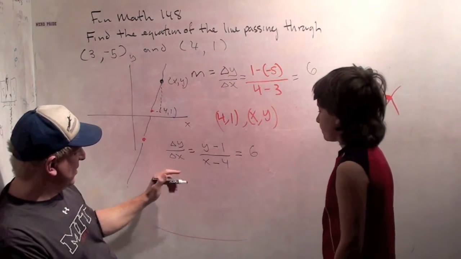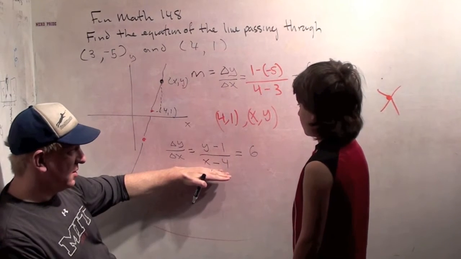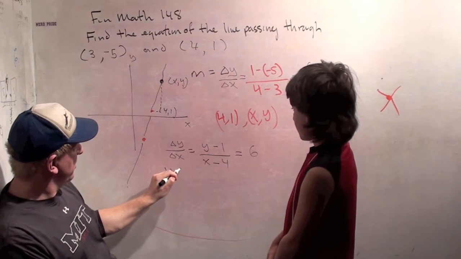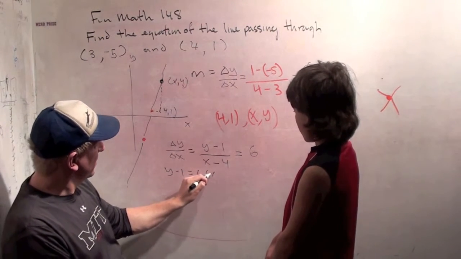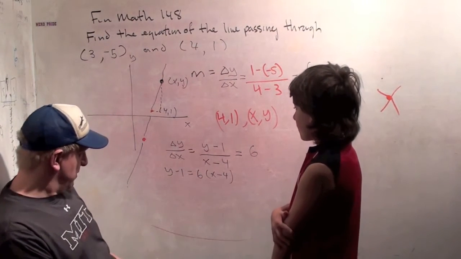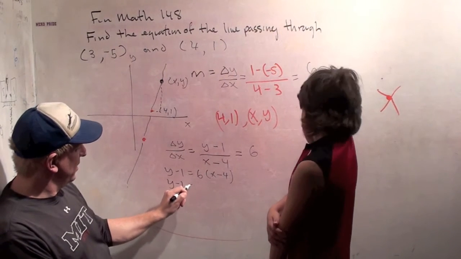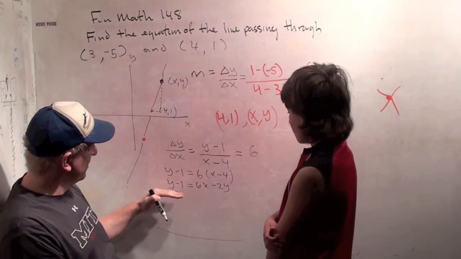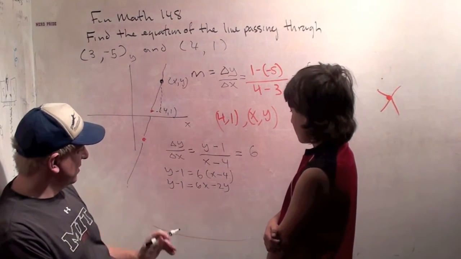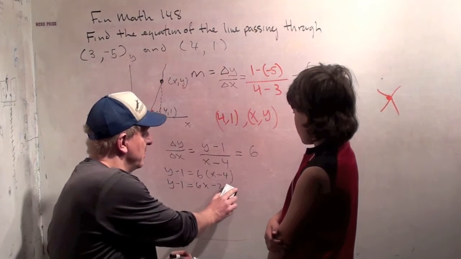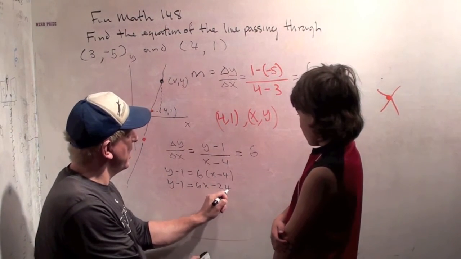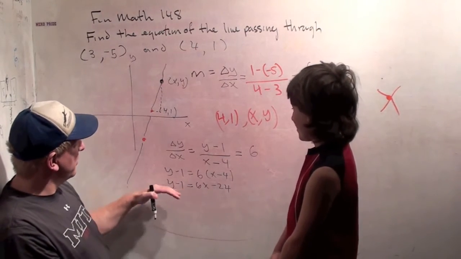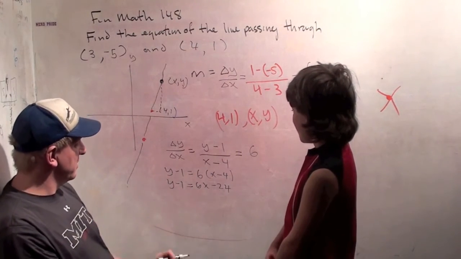So what do I do to simplify this equation? You can multiply by x minus 4 on both sides. Okay, so I get y minus 1 equals 6 times (x minus 4). So y minus 1 equals 6x minus 24. Oh, sorry, my 24 looked like I wrote 2y, kind of because I did write 2y. So let's bring the y's over to this side and the numbers over to this side.